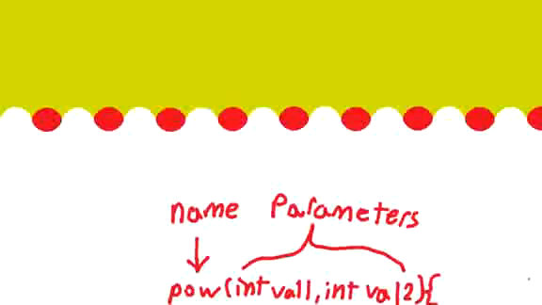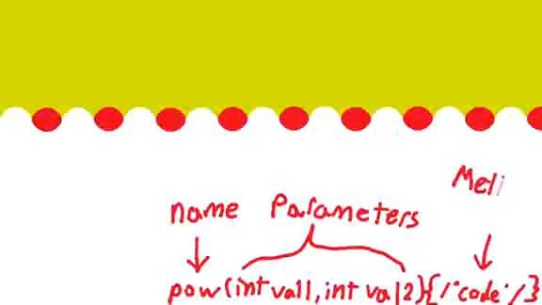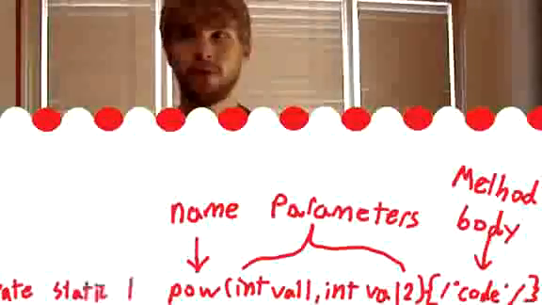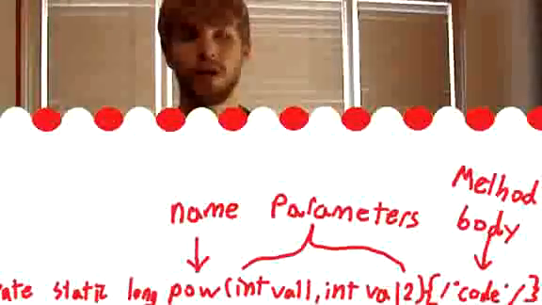After the parentheses you put two curly brackets, and between the brackets goes the method body. Now the method body is the biggest part by far. I'd say on average probably about 7 lines of code, but it could be 50 or 200 lines of code depending on how complex your method is. So that's the method body, and that defines everything about the method, what happens.